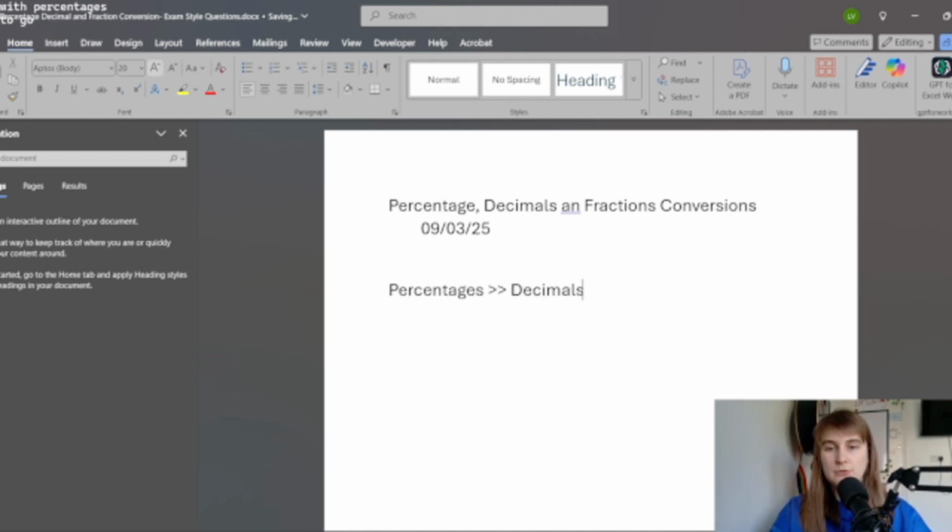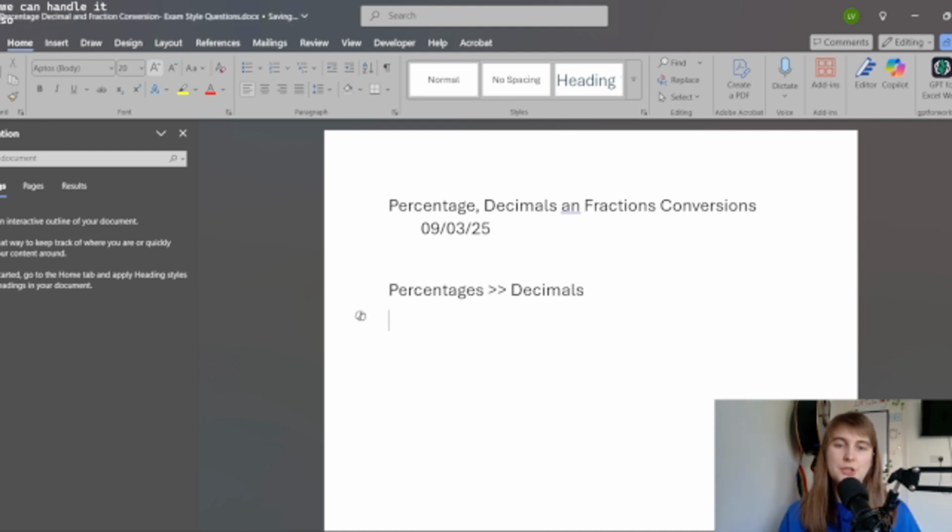Right, so we're going to start with percentages, let's go to decimals first. Now, percentages to decimals is very simple. It's going to be very quick. We're then going to look at decimals to fractions because it will just be reversing the process. And fractions is where it gets a little bit more complicated, but we can handle it.